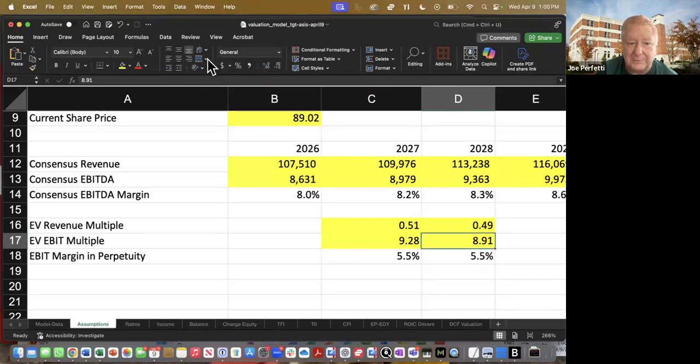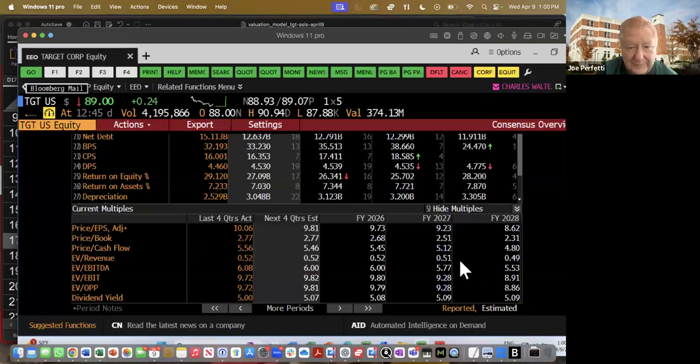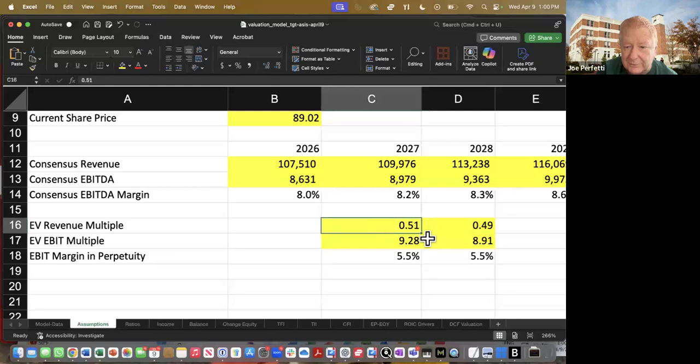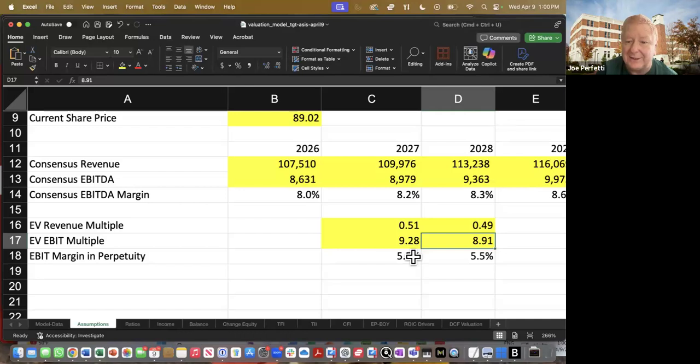So these numbers are going to be off the EEO screen. On the EEO screen, down here, forward year 2, forward year 3. EV to revenue is right here. So 0.51, 0.49. Those are the first two numbers. And EV to EBIT is right here, 9.28 and 8.91. Those four numbers are these four numbers. Type them in. That's why they're yellow. Then you just divide.